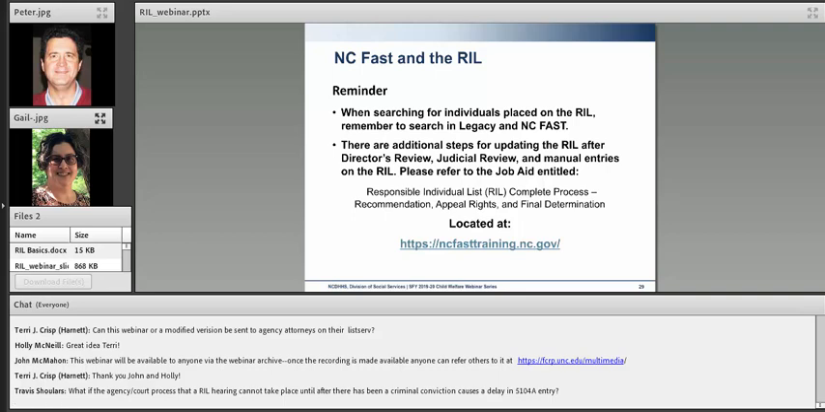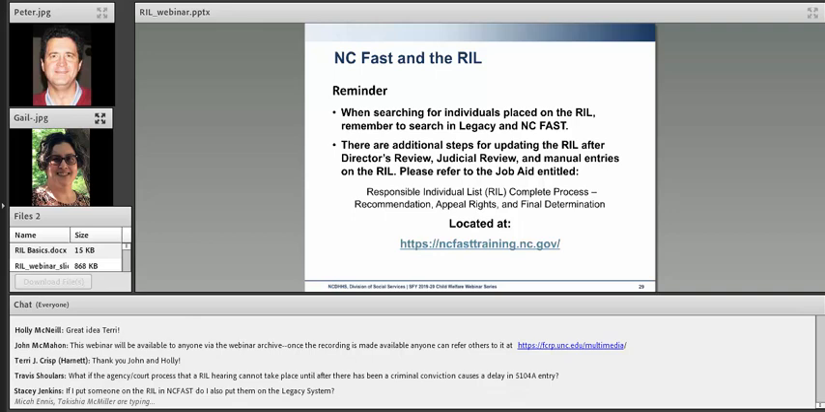Right? The other part is, there are additional steps for updating the RL, like after director's review, after judicial review. The job aid has been updated recently to talk about this process. There's where it's located, and it's called Responsible Individuals List Complete Process, Recommendation, Appeal Rights, and Final Determination. So I just encourage you, go there, use that. And again, if you have issues with NC-FAST, you may have to do a help desk ticket. Let them know. They can help walk you through the process. Okay.